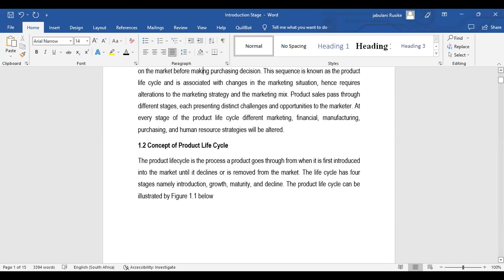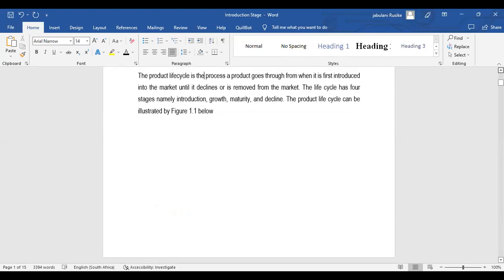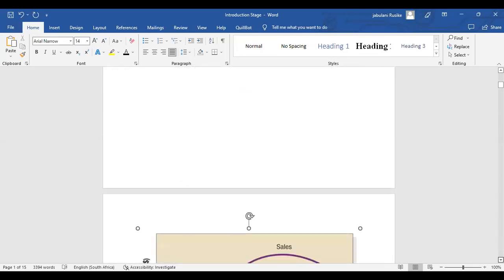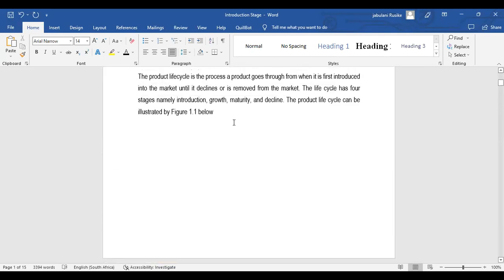Now, you should also use a diagram to answer your question. So the product life cycle can be illustrated by figure 1.1 below. Now this is my figure. When you put a figure, if it's an assignment, you should label the figure. I think I didn't label the figure here. Make sure that you label your figure. If it's question 1, the figure would automatically be 1.1. So my figure here is the product life cycle. Right.